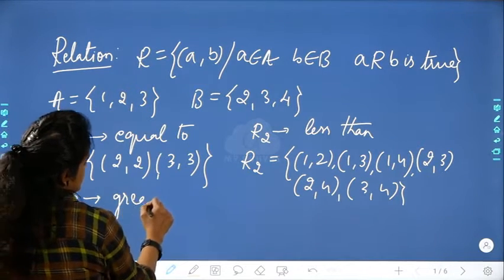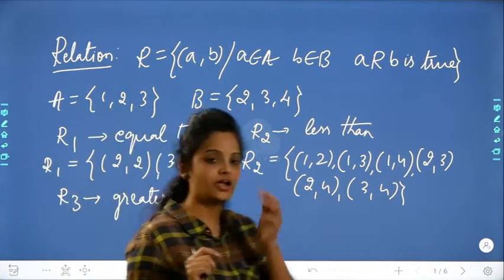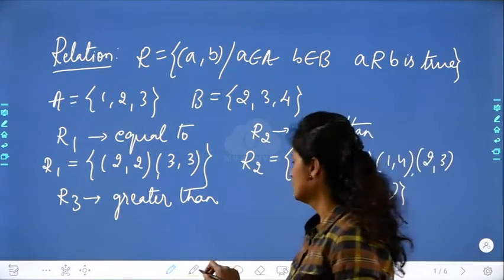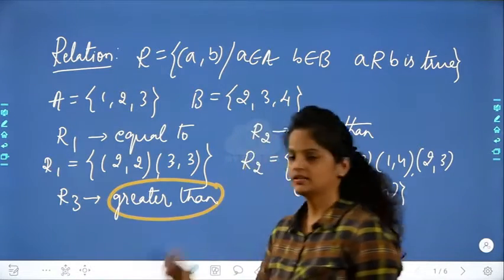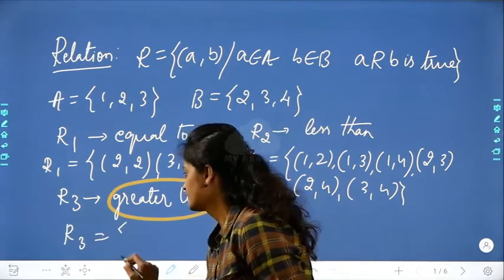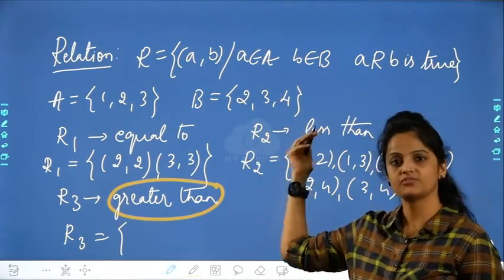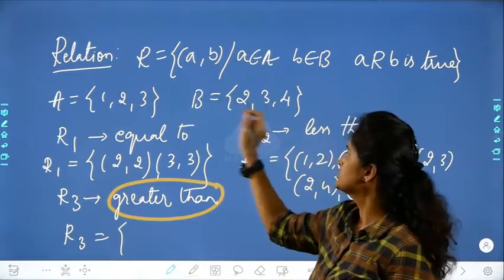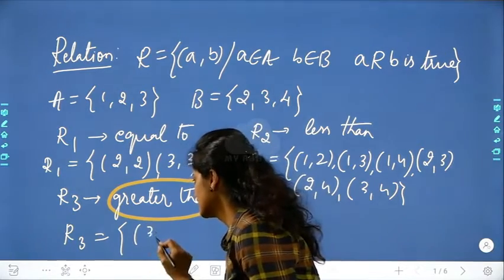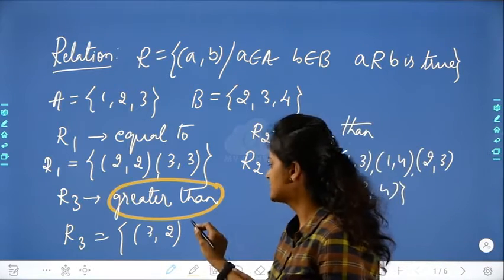The same example is taken. A and B are the same. The relation I am changing. R3 is taken as greater than. Which ordered pairs satisfy the greater than condition? Only those ordered pairs I have to take now. So how will R3 be? 1 is less than 2 but not greater than. 1 is greater than 3, wrong. 1 is greater than 4, wrong. 2 is greater than 2, wrong. So which one will come here? 3 is greater than 2. Only that is there. 3 greater than 3, 3 greater than 4 are wrong. So only one ordered pair satisfies that relation.